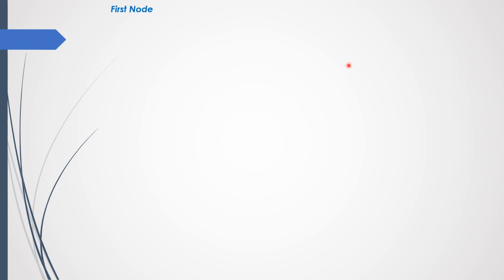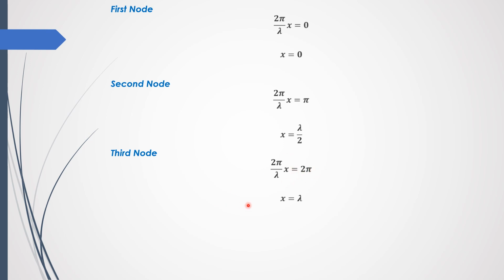So first node: sin θ is equal to 0 at 0 radian. So kx is equal to 0, (2π/λ)x is equal to 0, or x is equal to 0. Second node, when sin θ is at π, so (2π/λ)x is equal to π, π cancel, we get x is equal to λ/2. Then we have the third node, when we have angle 2π, so (2π/λ)x is equal to 2π, 2π cancel, x is equal to λ. In general we can write it as (2π/λ)x is equal to mπ, or x is equal to mλ/2, where π cancels.